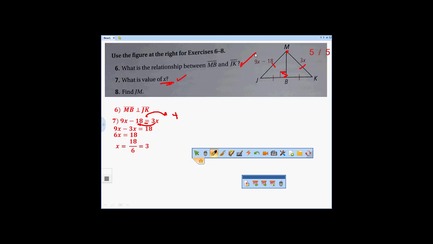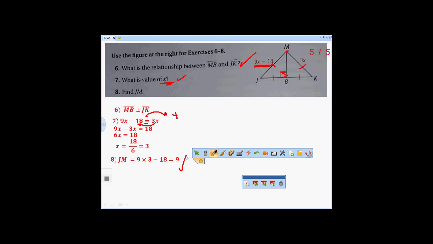Here I found the relation. Next step, or next question, I wanted to find the length of JM. I know that the value of x is equal to 3, and I have here JM is equal to 9x minus 18. So by substitution, I can remove x and put 3 instead of x. It will be 9 multiplied by 3 minus 18, so equals 9. Also I can make substitution here: 3 by 3 directly equals 9, because I know that MJ is equal to MK.